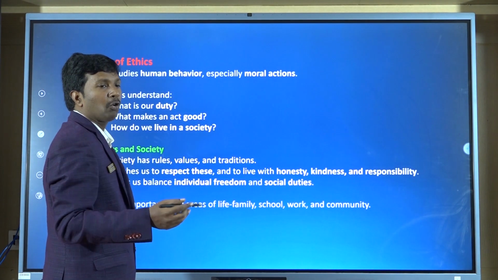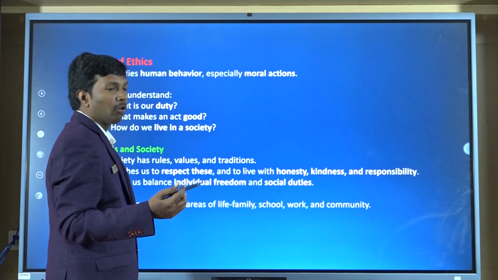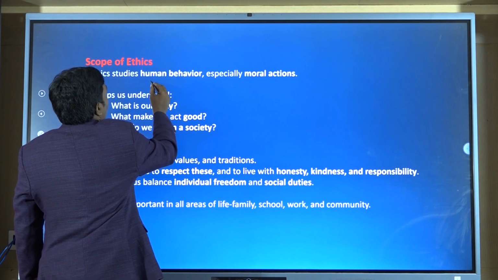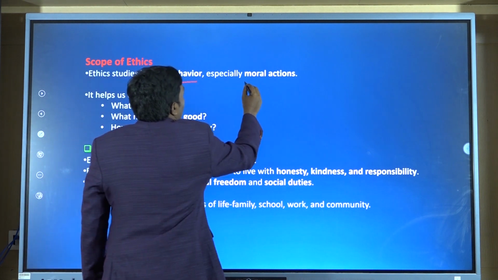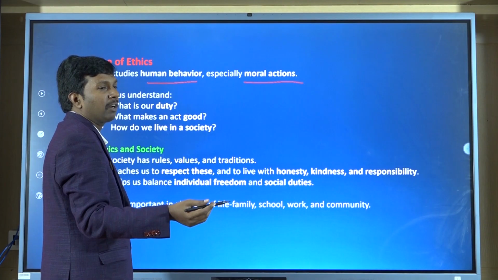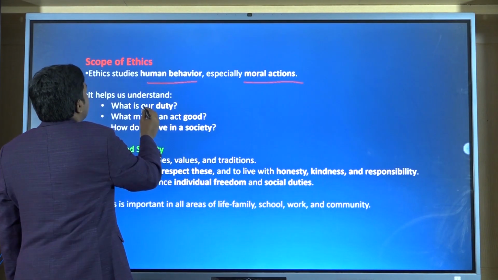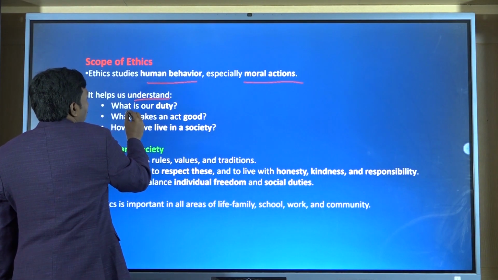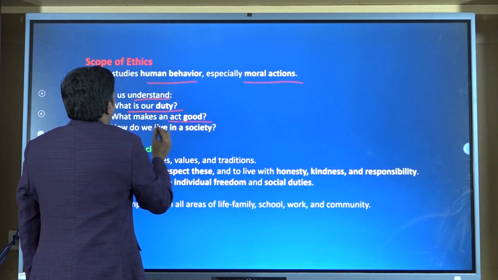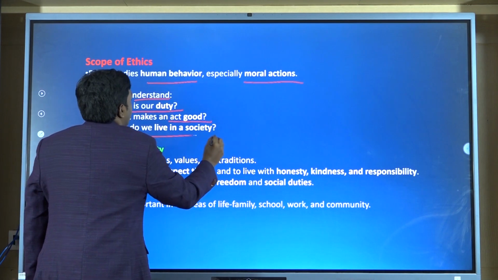So next one, scope of ethics. What is the scope of ethics? We know that ethics studies human behavior, especially moral actions. So we know what is good, what is right, what is bad, or what is correct. It helps us understand what our duty is in our daily life, what makes an act good, and how we live in a society.